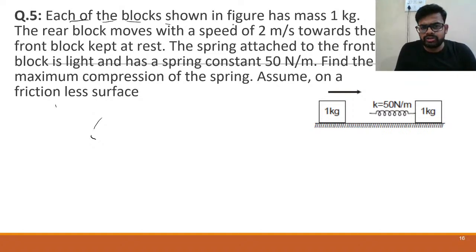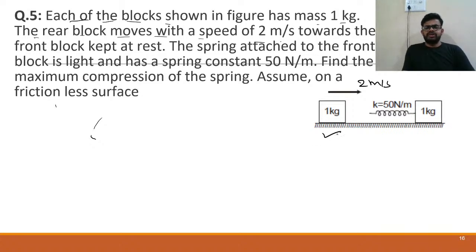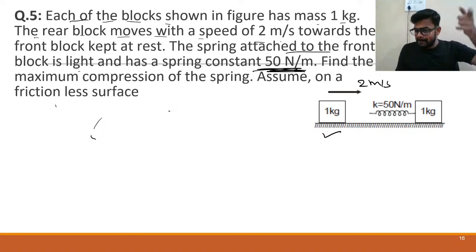Each of the blocks shown in the figure is of mass 1 kg. It is given that this block is moving with 2 meter per second, right? So this is a block of mass 1 kg and it is moving with velocity 2 meter per second in the rightward direction. And there is another block which is at rest and it is attached with a spring. Now what's going on? Spring constant is given as 50 newton per meter. Find the maximum compression in the spring. So we need to find the maximum compression in the spring.